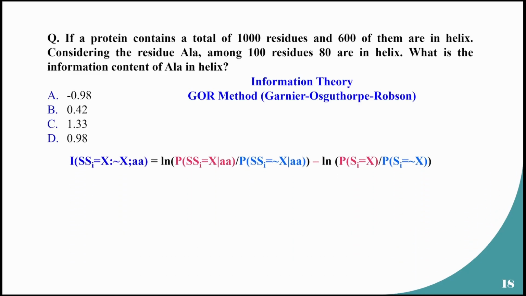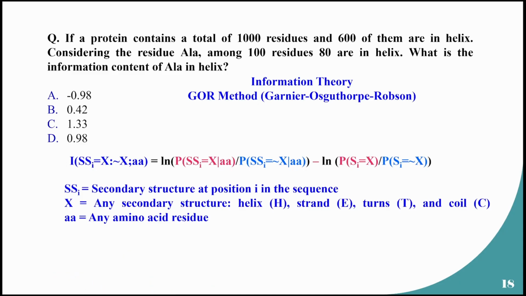Now this method uses a formula that I have labeled here. Basically, the information content is the left hand side of the equation. Now, what are these different terms? First, the SSI means the secondary structure at position I in the sequence. And X is any secondary structure, which could be helix, strand, turns, coils, etc. And A could be any amino acid residue.